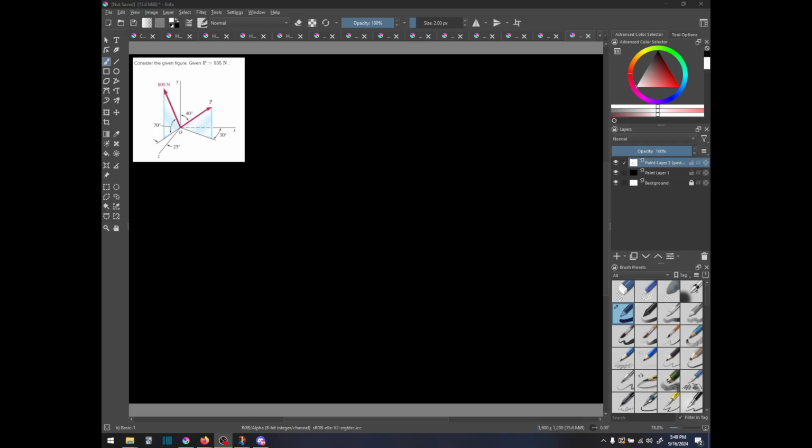All right, we're asked to find the x, y, and z components of the vector p here. And because this is statics, everything's got to be in static equilibrium. So I'm assuming that the two forces here, well, they might make a resultant, but no. We are asked to find x, y, z components of the 535 Newton force.